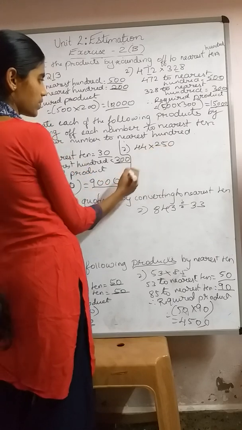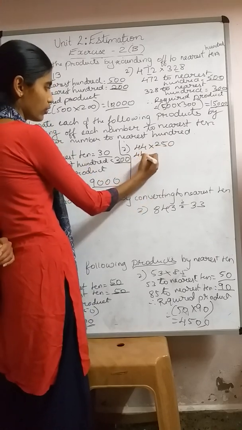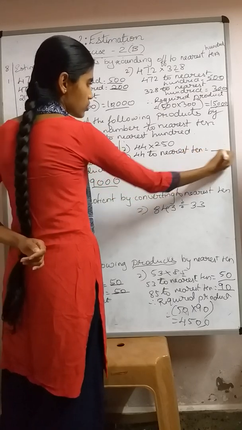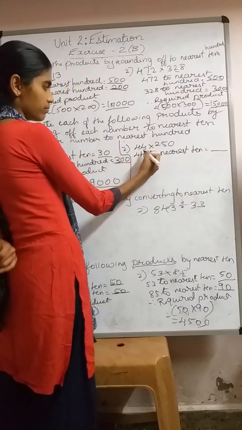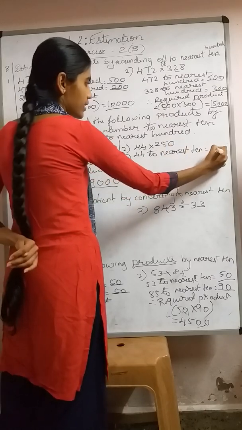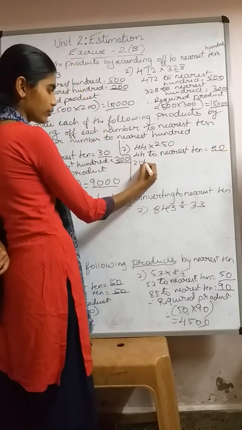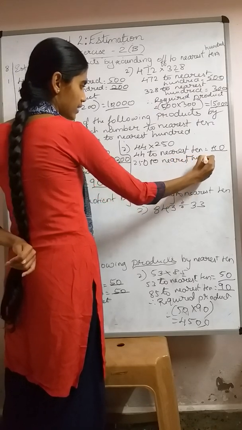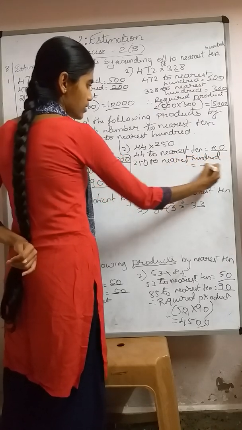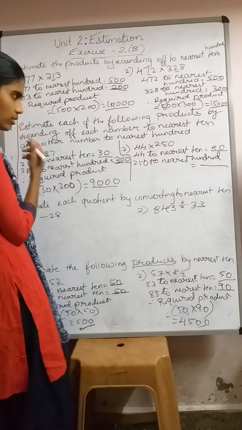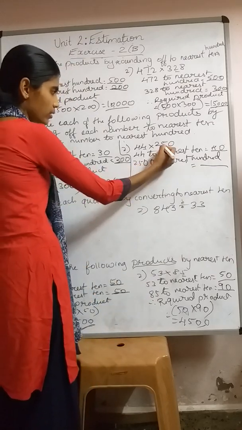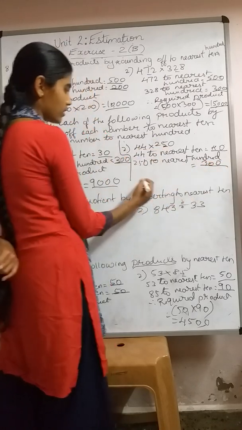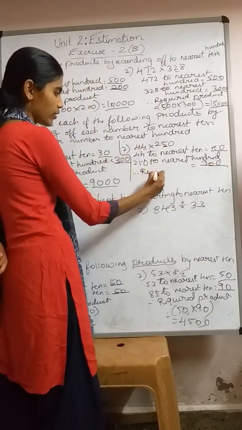44 multiplied by 250. 44 to the nearest 10 equals how much? 4 is less, so it is 40. Now 250 to the nearest 100, what? Equals how much? Doesn't know, no? So let us find out. Tens place, you underline. 5 is 5 or more, so it is 300.